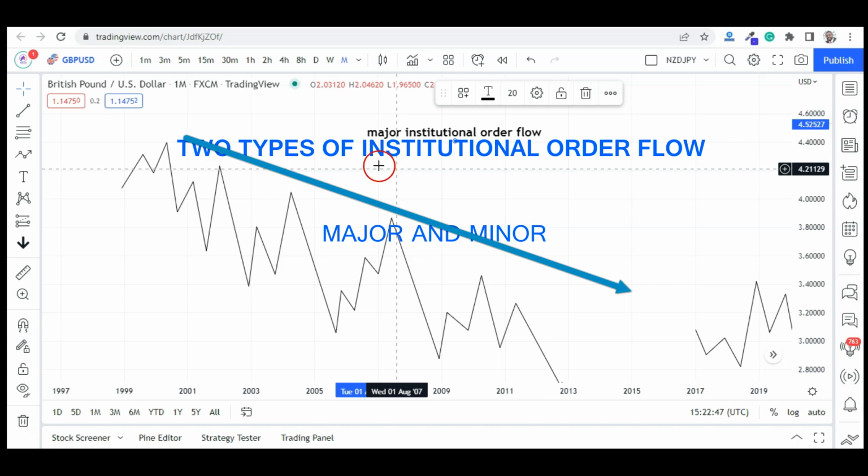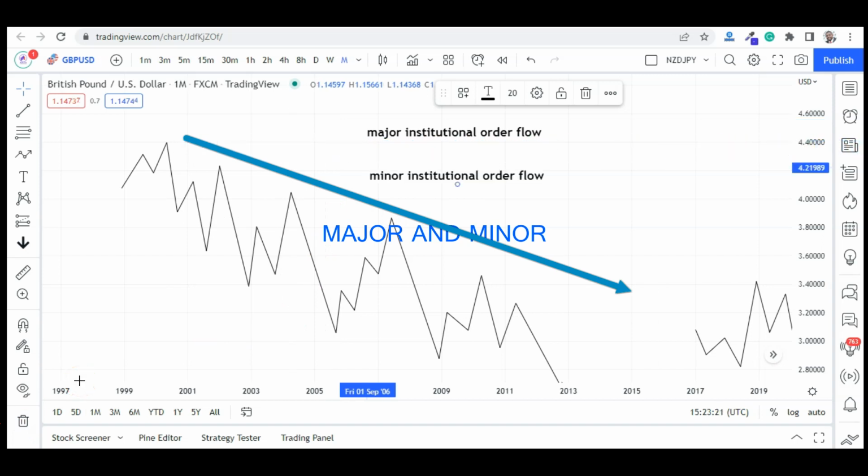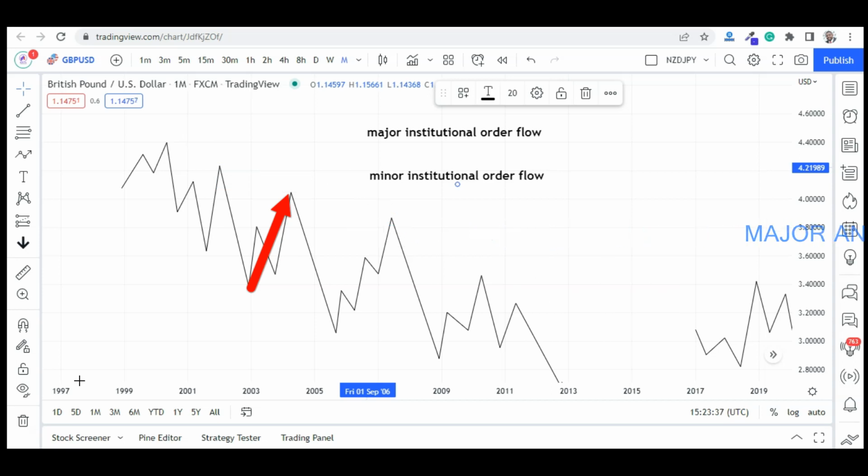Now, the second type is the minor institutional order flow. The minor institutional order flow are simply orders that move to mitigate a certain demand or supply level before continuing the major institutional order flow. And the reason for that minor institutional order flow, or I call it the counter order flow, is to manipulate and take out early buyers or sellers.